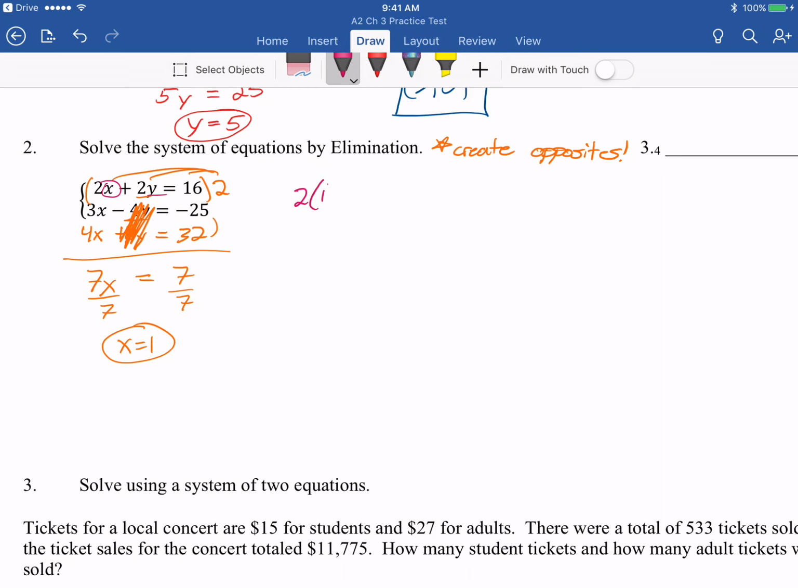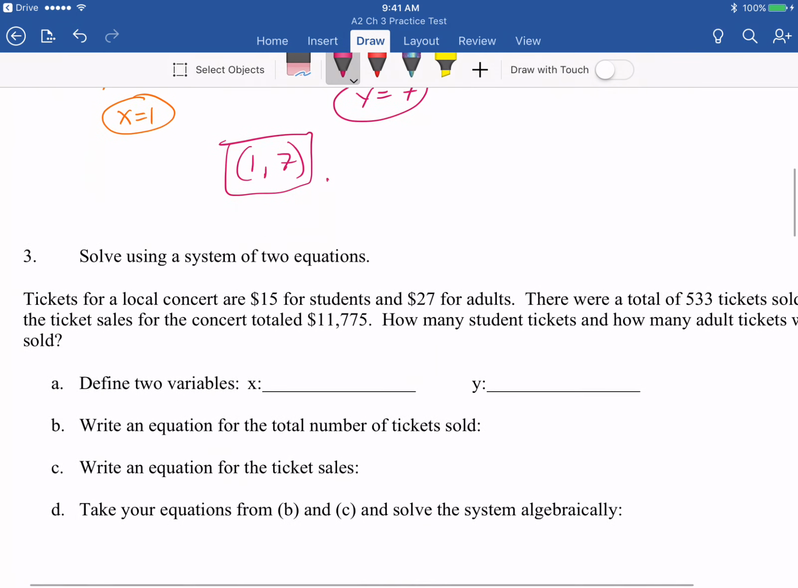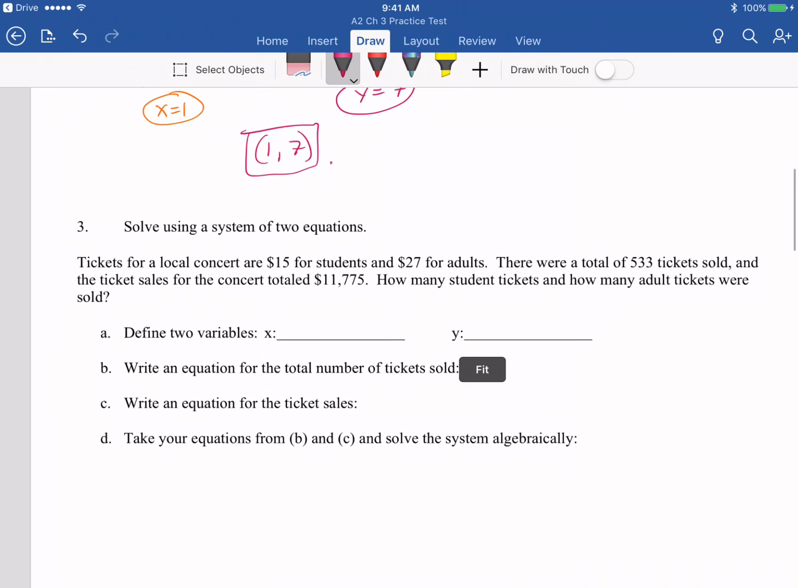So I have 2 times 1 plus 2y is equal to 16. All right, I'm going to subtract this 2 over the other side because 2 times 1 is 2. I get 2y is equal to 14. Divide by 2, I get y is equal to 7. All right, final answer here is going to be x comma y, so it's 1 comma 7, done. All right, so these two lines, if you were to graph this line and this line, they would intersect at 1, 7.